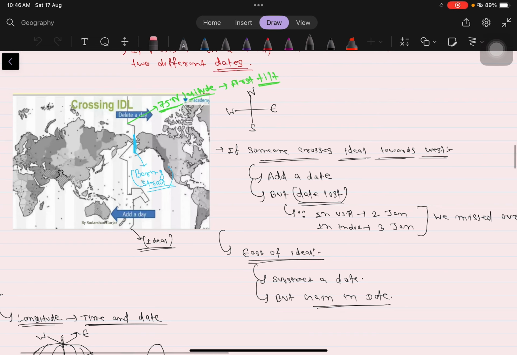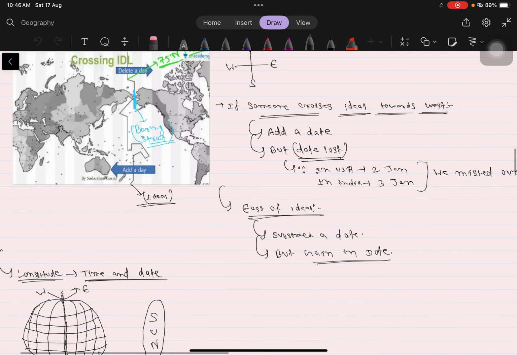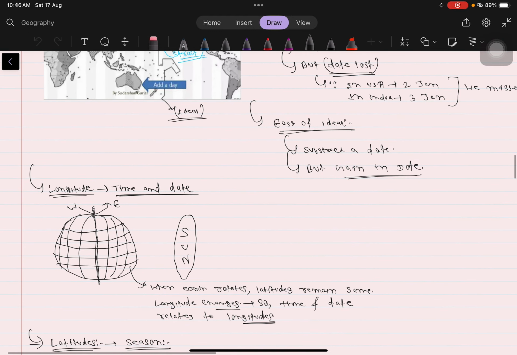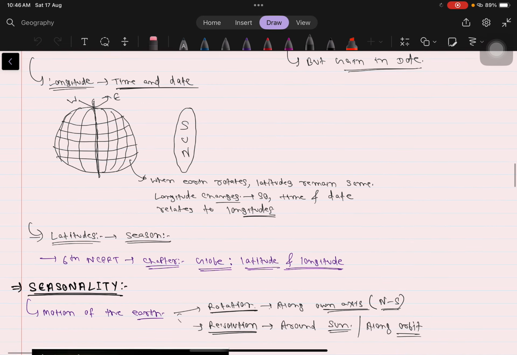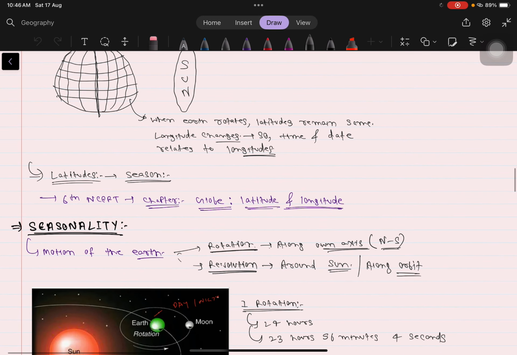If someone crosses the line towards the west, we need to add a date, but we actually lose a day, one day. And if we move towards the east of this, then we actually gain a date, but we need to subtract the date. So longitude mainly decides the time and the date. So this was all about that.